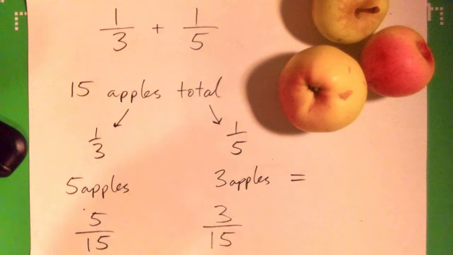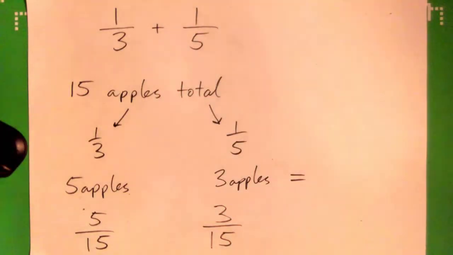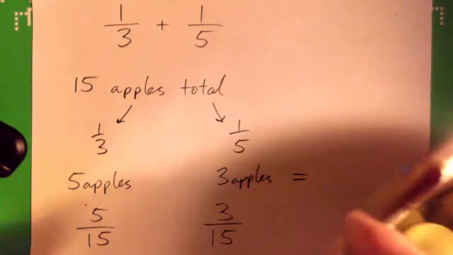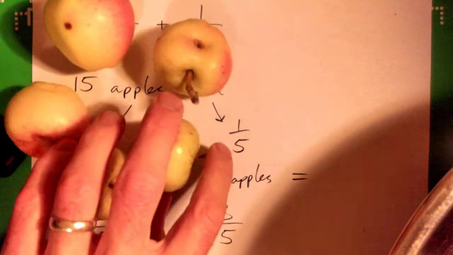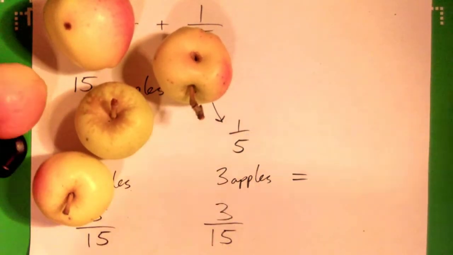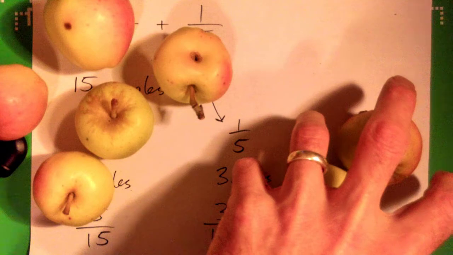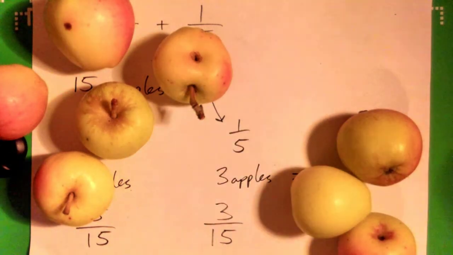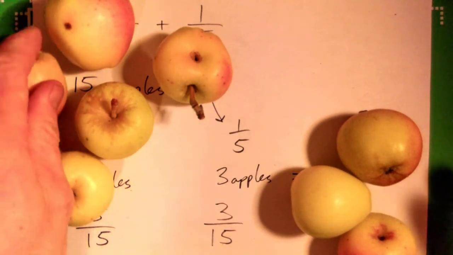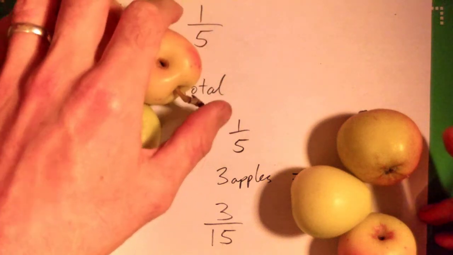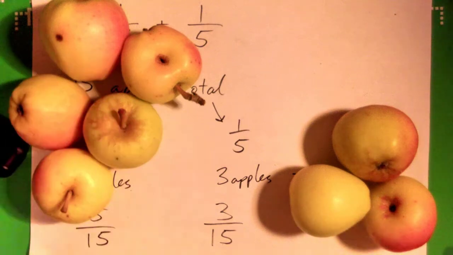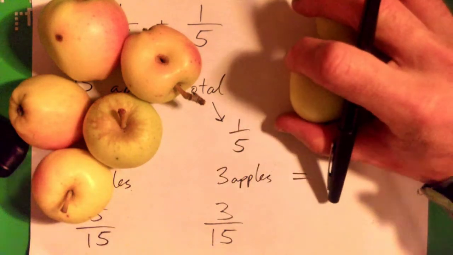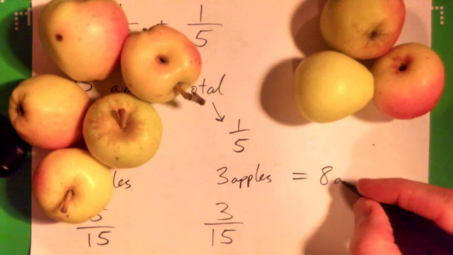It would be 8, because, once again, we start with 15 apples in the bowl. A third of them means 5. There they are. 1/5 of them means 3, and there's 3. Right, so that's 1/3. Add the 1/5, and it makes 8 apples. Add them together, and we have 8 apples, right?